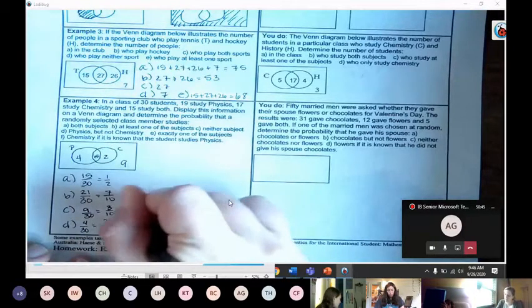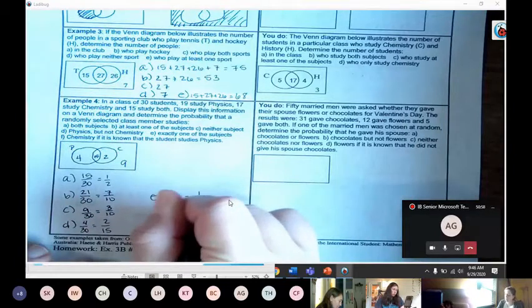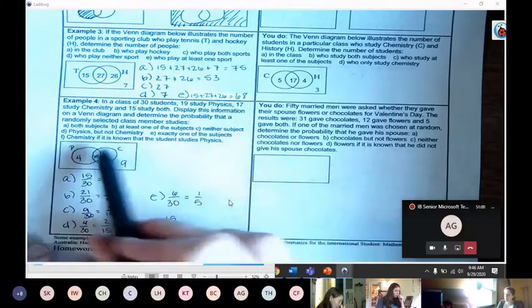And part F says chemistry if it is known that the student studies physics. So we know that the student studies physics and chemistry. So it must be 15 out of, now the denominator for this is going to be different because we know that the student studies physics. There are 19 total students that study physics. So our denominator is going to be 19.